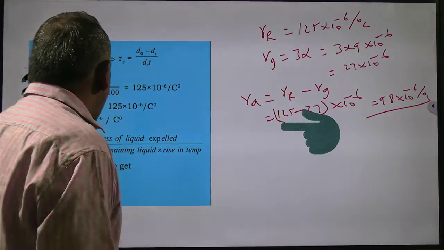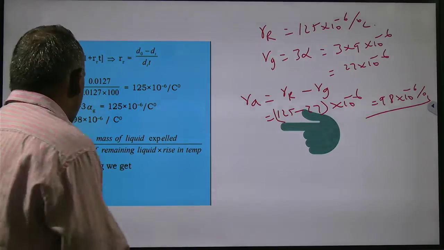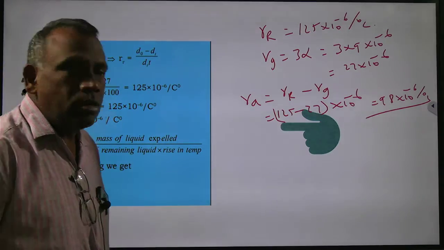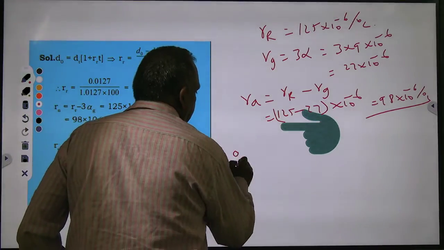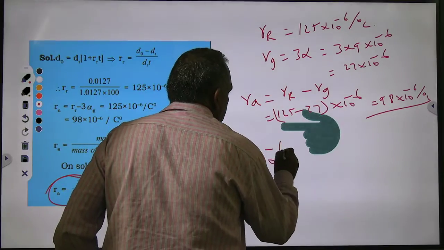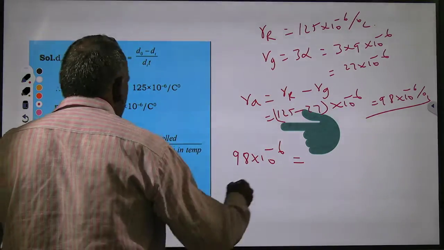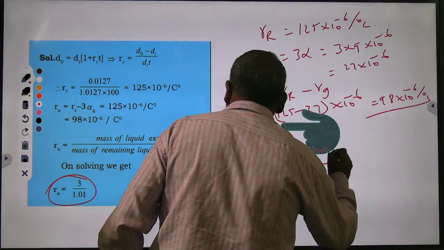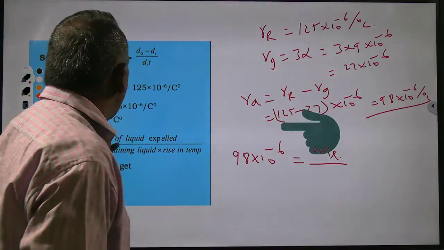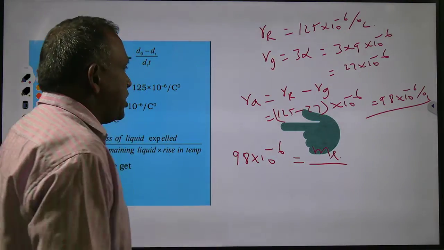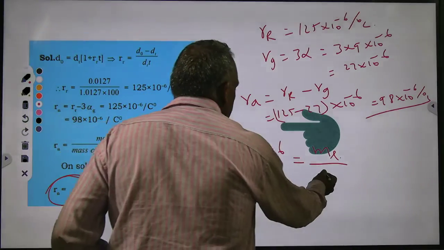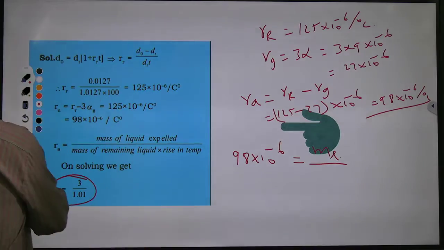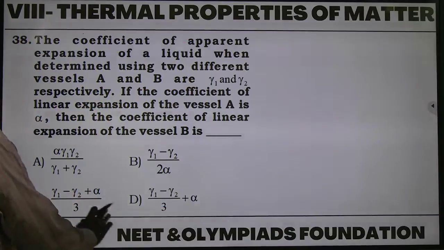Now, the mass of liquid expelled should be found out. So 98 into 10 power minus 6 is equal to the mass of liquid expelled divided by the mass of the remaining liquid and the change in temperature. If we know these two values, the mass of remaining liquid and the change in temperature, then we are going to get the value.